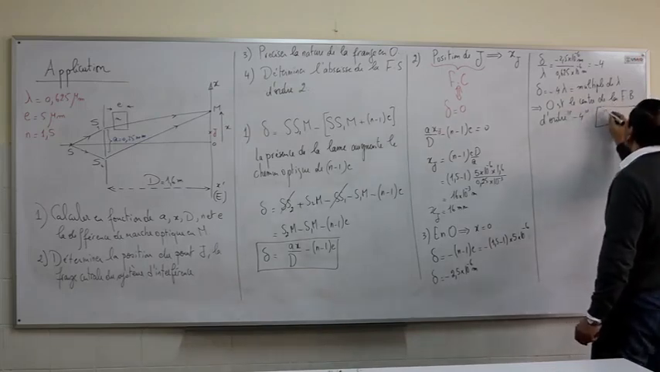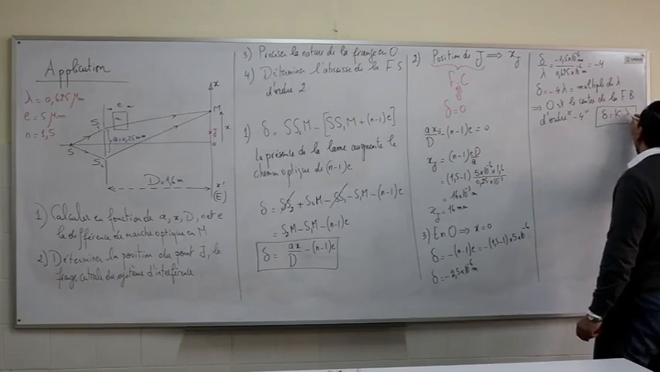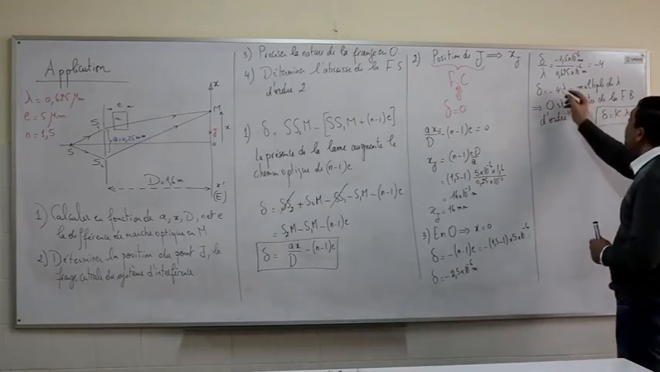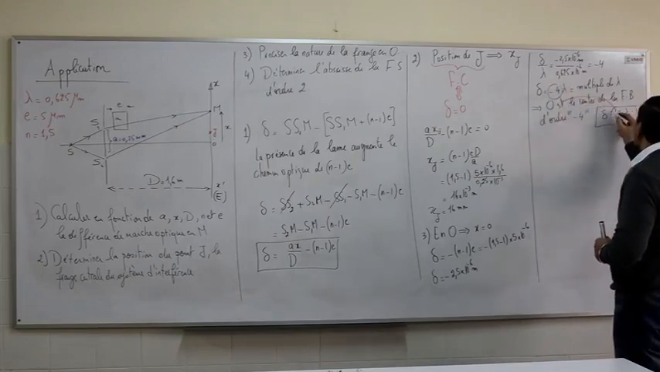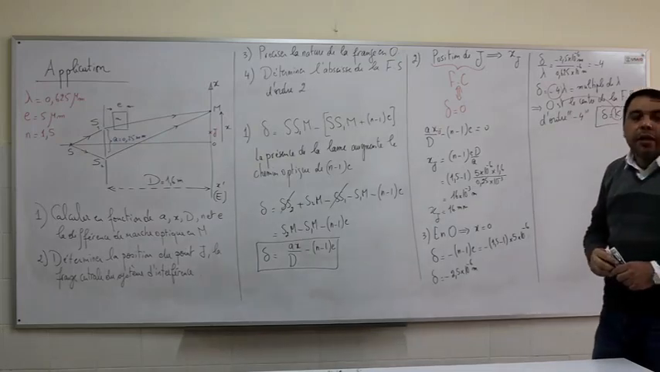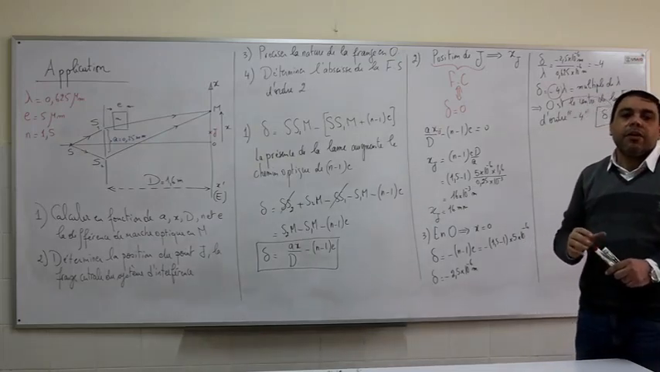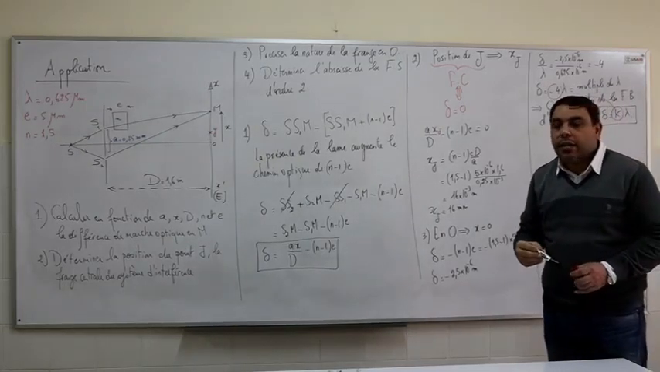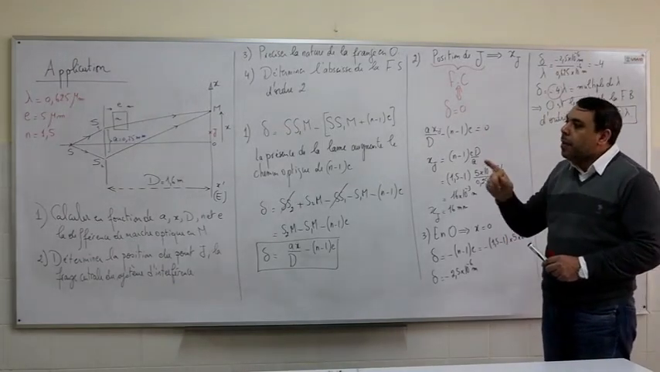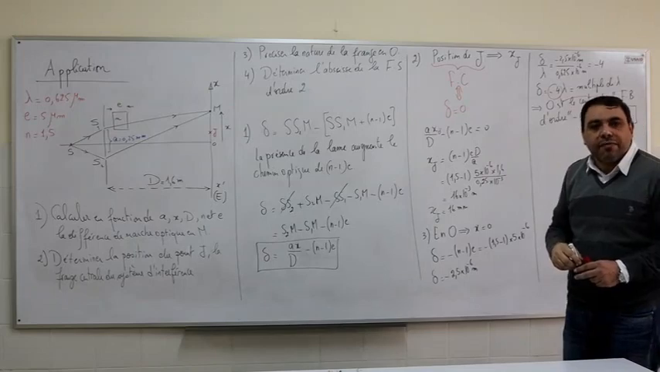Why? Since delta has the form of k lambda, where k is the order of the fringe, which is minus 4. So at O, we find a bright fringe of order minus 4, which is due to the presence of the plate of thickness 5 micrometers and index 1.5.